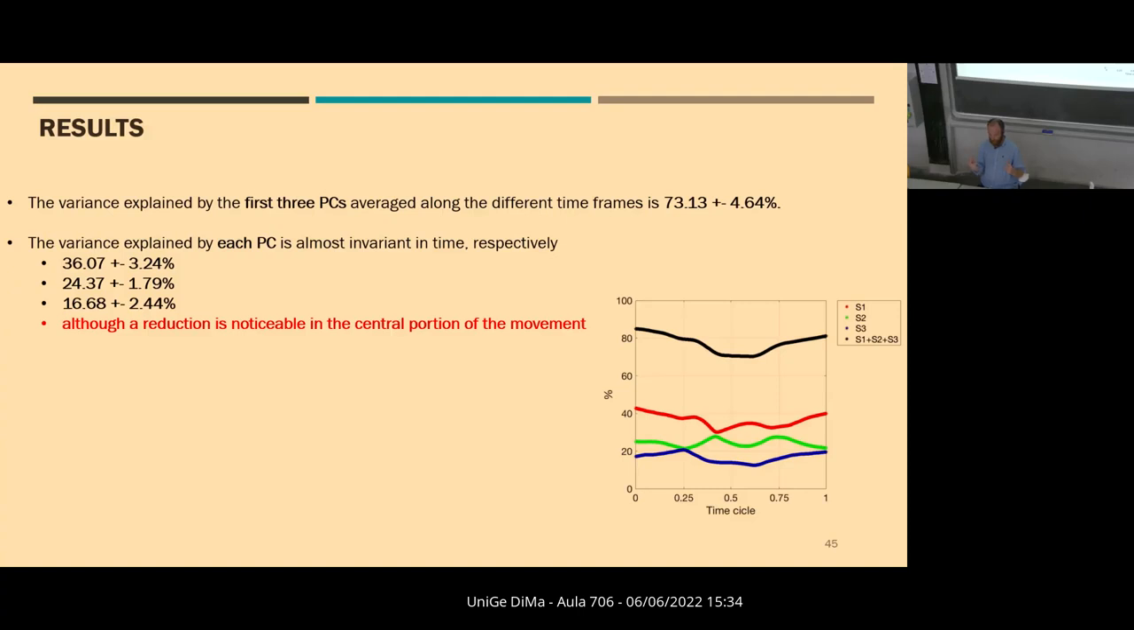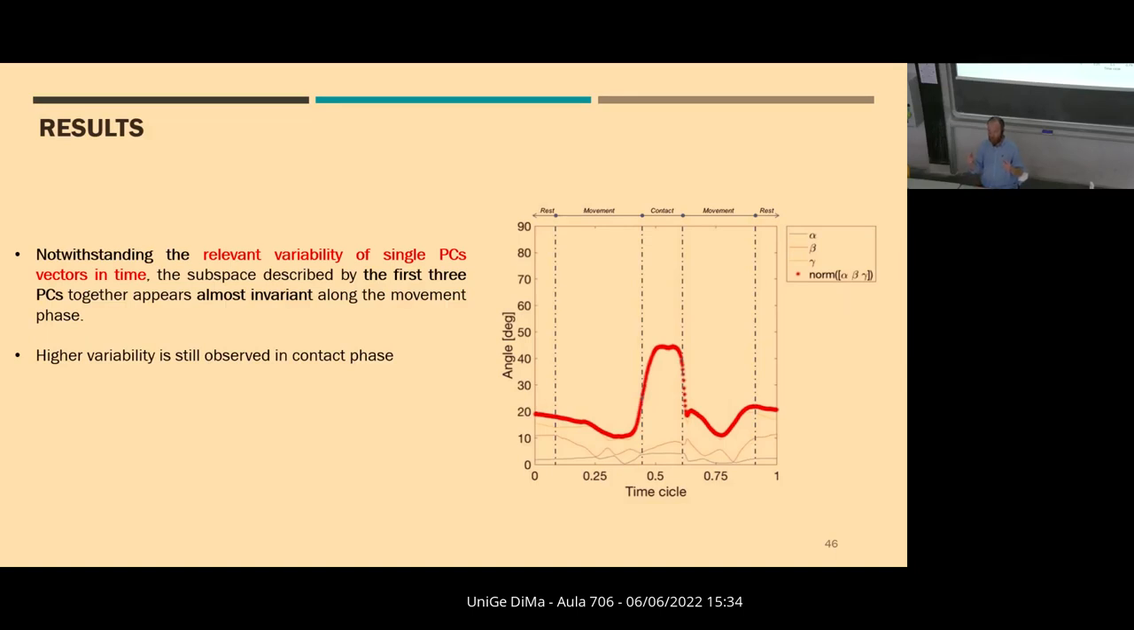And what we found was that there is still a good variability explained by these first three principal components. And an interesting point was that even if each single principal component was different, the distance between the subspace explained by the first three principal components frame by frame and the subspace defined on the static computation was very small. So we observed that the subspace described by the first three principal components together was almost invariant during the movement phase, even if there is a higher variability during the contact, as we explained.